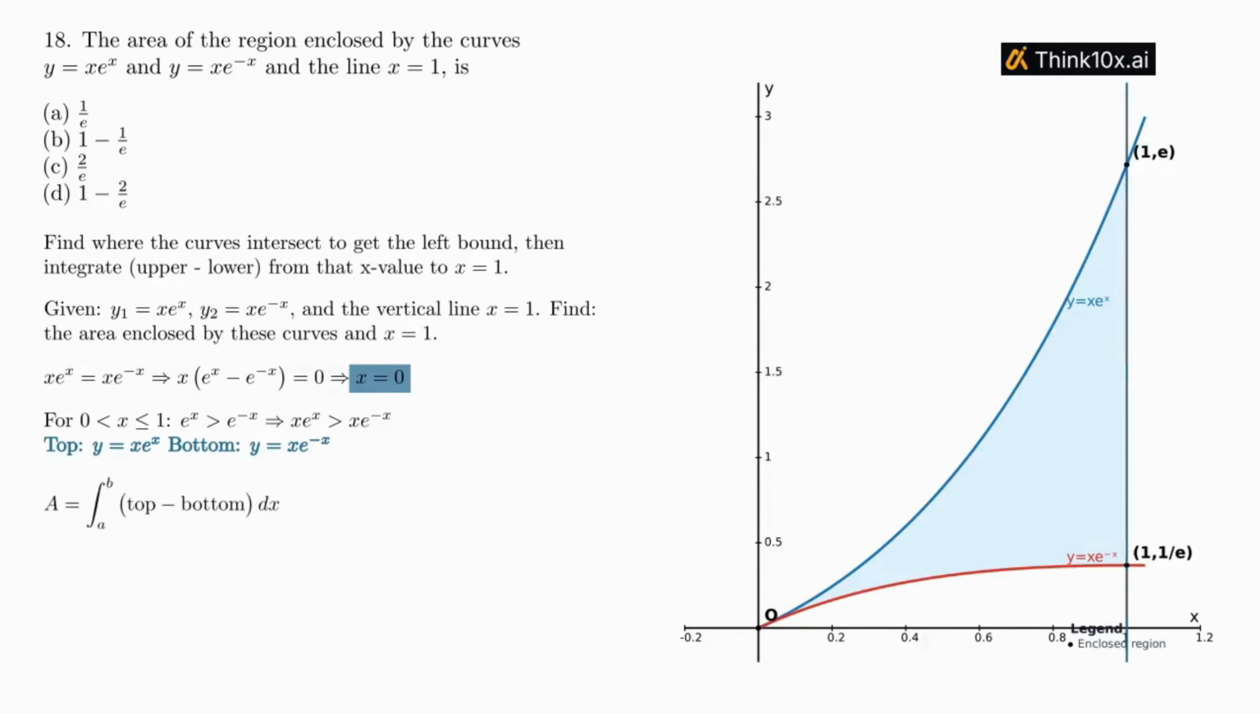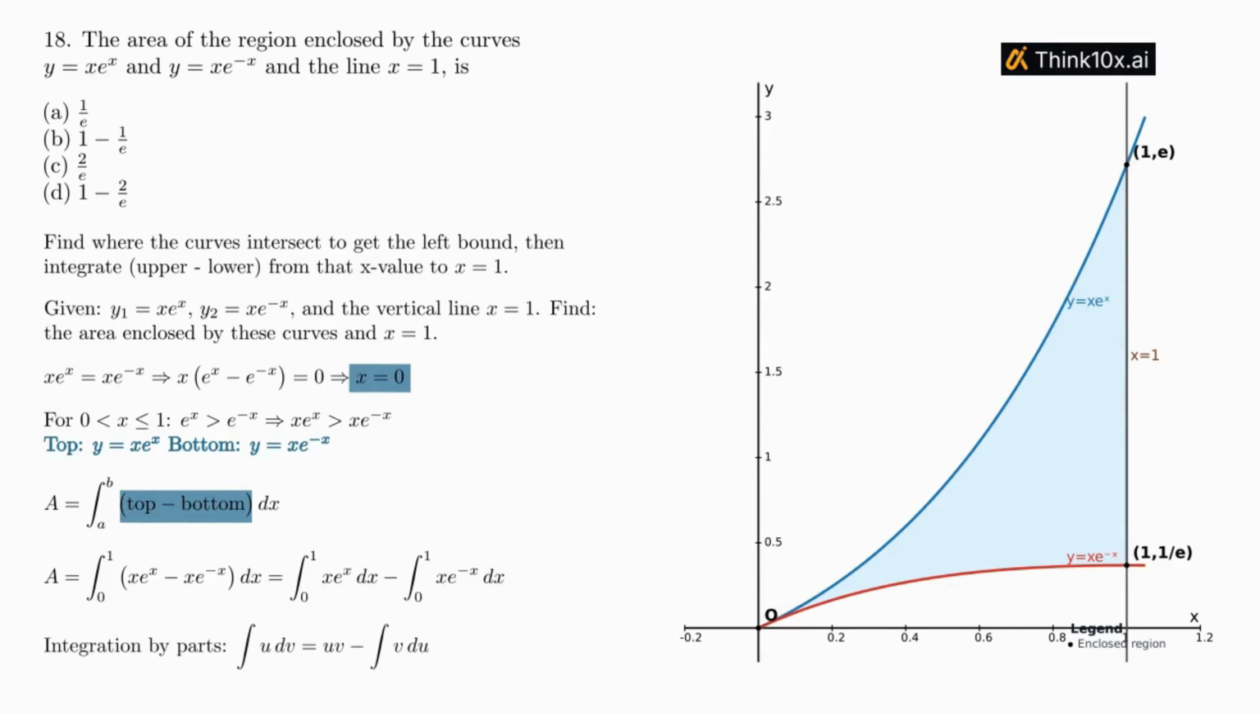Now we use the area between curves idea with vertical slices. Each slice has width dx and height equal to the top y value minus the bottom y value. Adding up all those slice areas from the left boundary to x equals 1 gives the total enclosed area. This is the vertical distance between the curves, which is what we integrate to get area. We plug in our bounds and our top and bottom functions. The left bound is x equals 0 from the intersection, and the right bound is x equals 1 from the given vertical line. Then we split the integral into two pieces, so we can compute each one more easily.